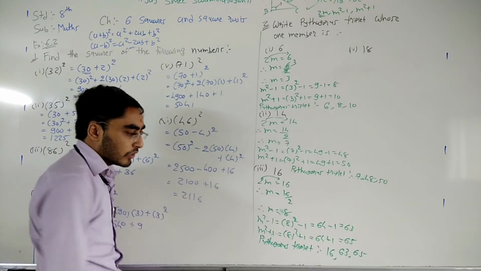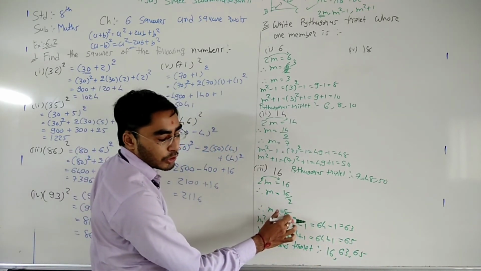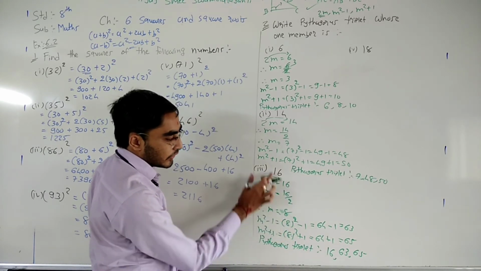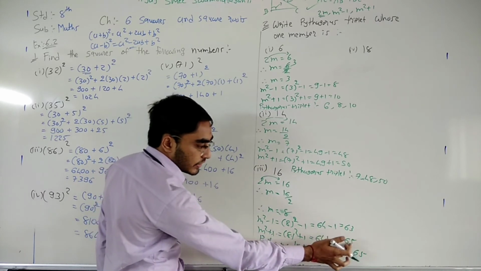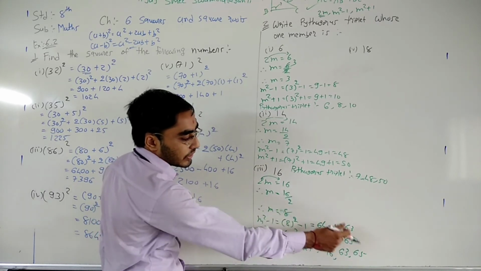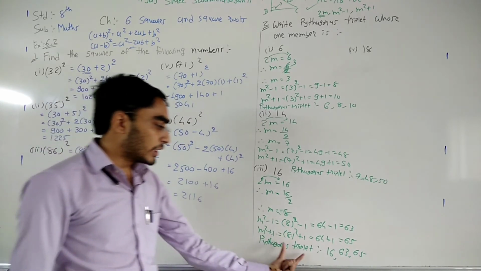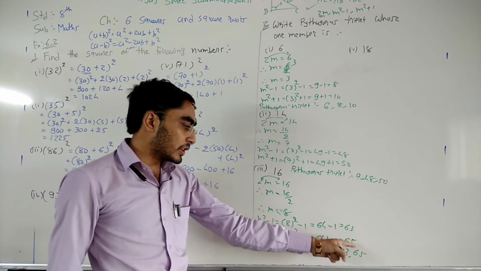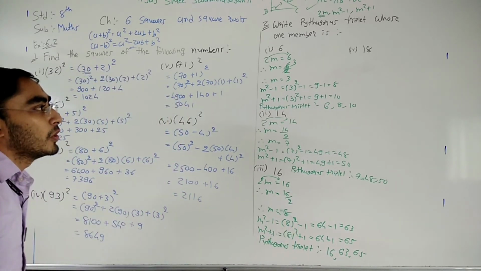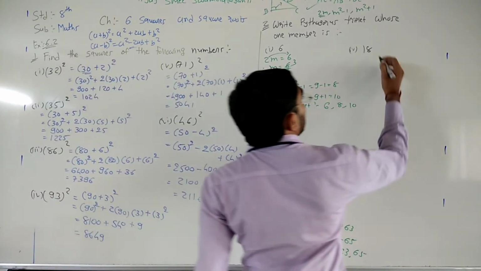Students, just take care of these things. m is equal to 8. This is not your side. This is just the value of m. Your three sides are 16, 63 and 65. Sometimes students make the mistake of writing 8, 63 and 65. No, for the Pythagoras triplet one side is 16, and the other two are 63 and 65. This is just the value of m. Okay.